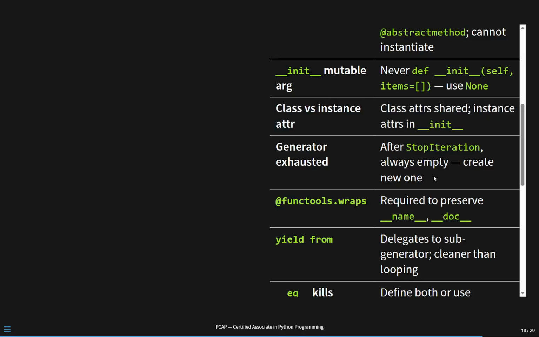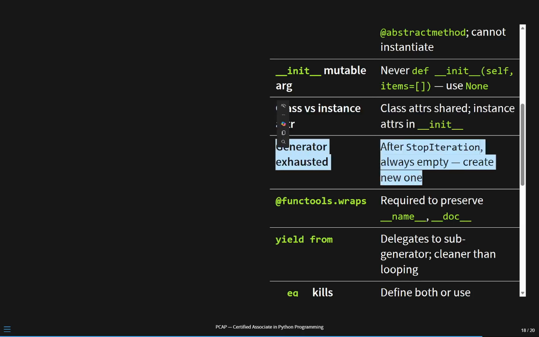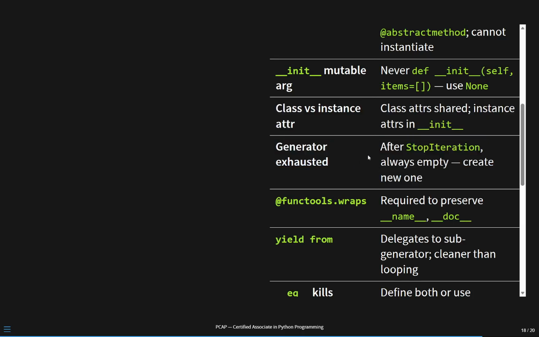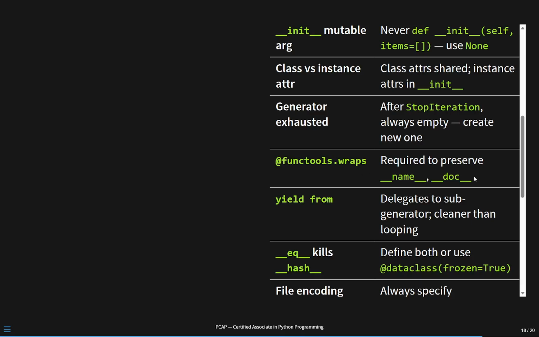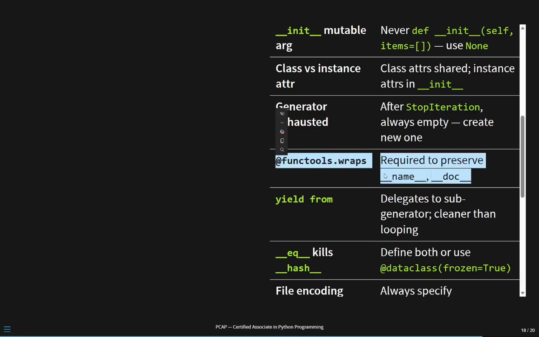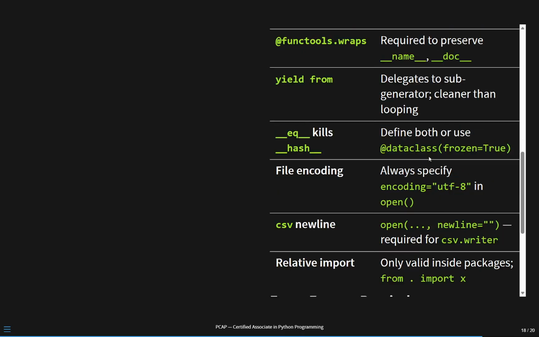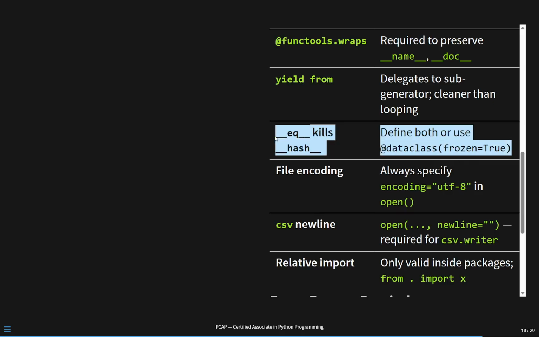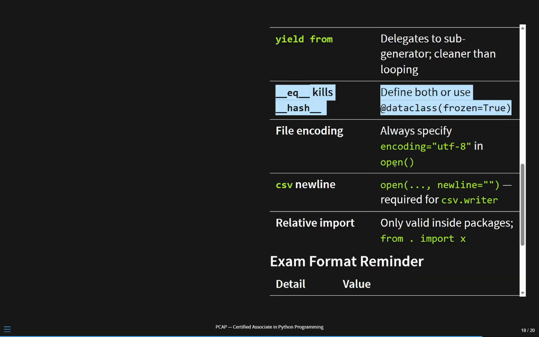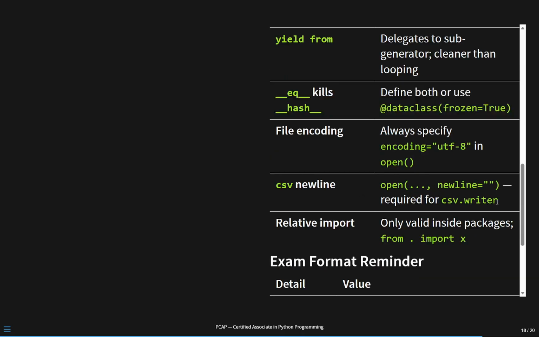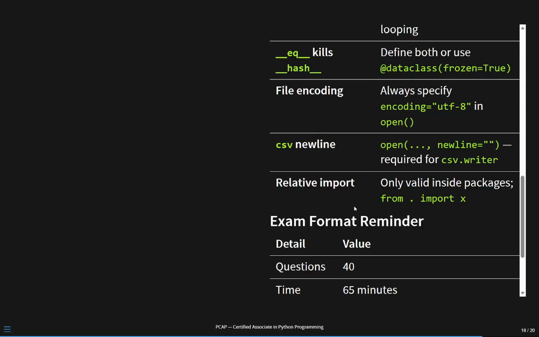Generator rules: after StopIteration, the generator is exhausted, always create a new one. @functools.wraps is required on every decorator, no exceptions. yield from delegates cleanly to subgenerators. Defining __eq__ sets __hash__ to None. Define both or use @dataclass(frozen=True). CSV: always newline='' in open. Relative imports: only inside packages, start with a dot.